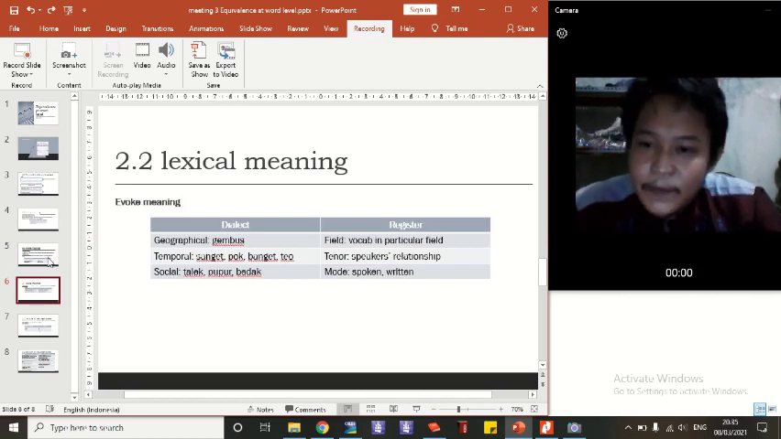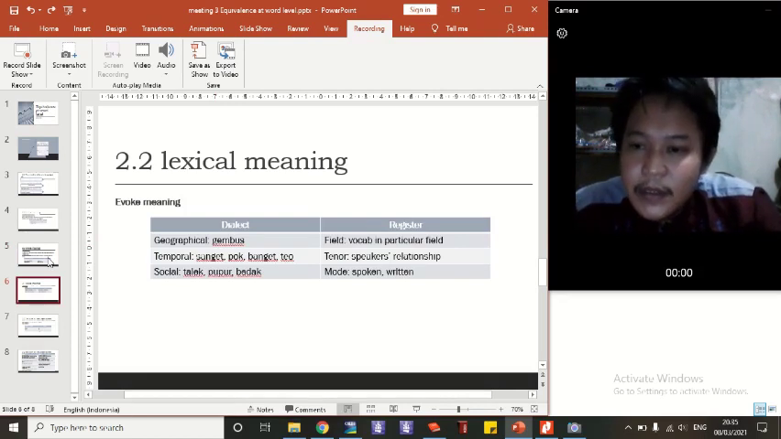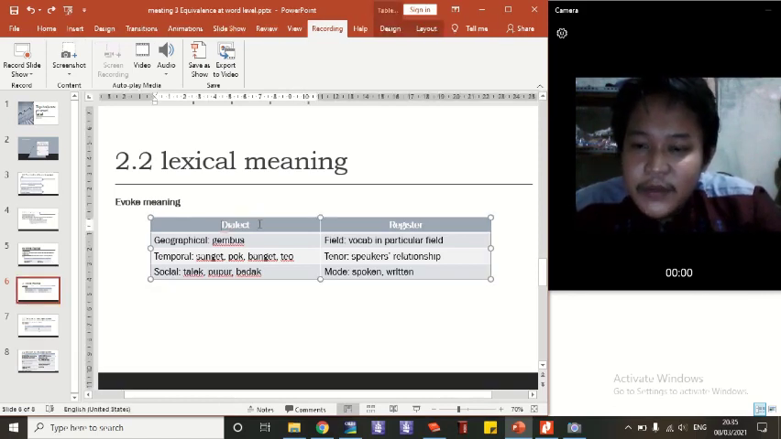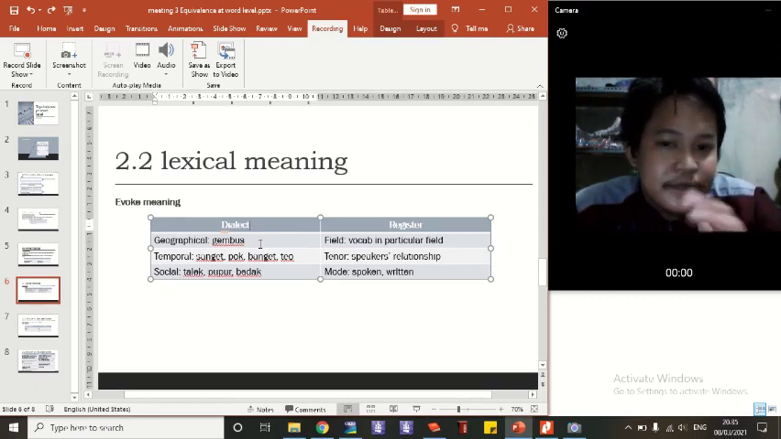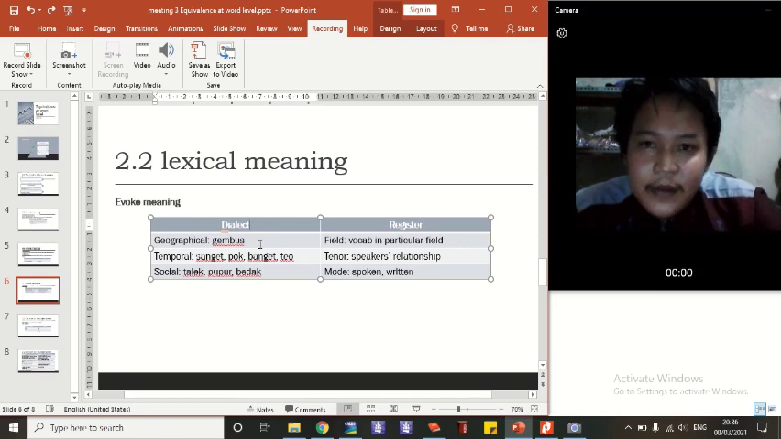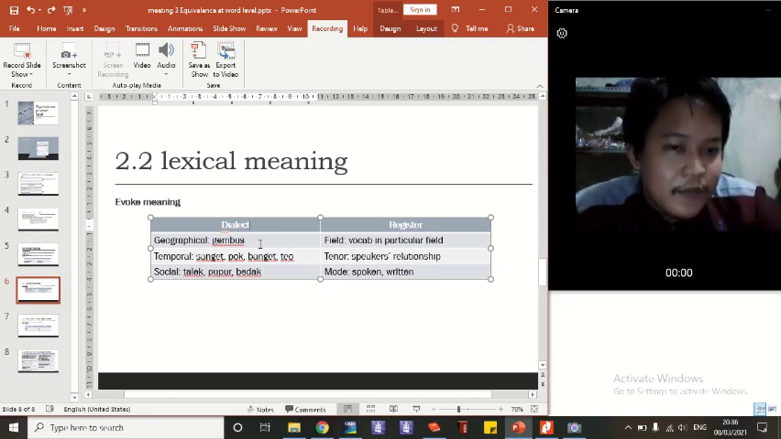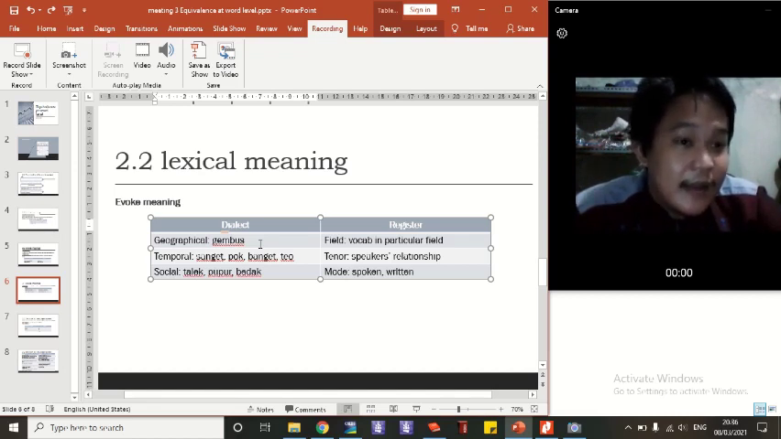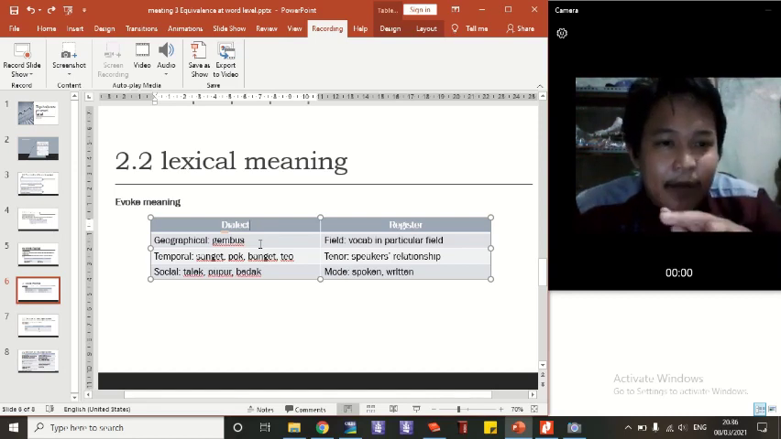The next, evoke meaning. There are dialect and register. Evoke meaning, what you need to pay attention to is that the dialect, we know dialect is different from one area to another, for example, geographical. For example, here I give you gembus. Pay attention to this because gembus in Pekalongan can mean telembu, while telembu in Pemalang can mean different thing in Tegal. Of course, the negative one, the negative meaning.